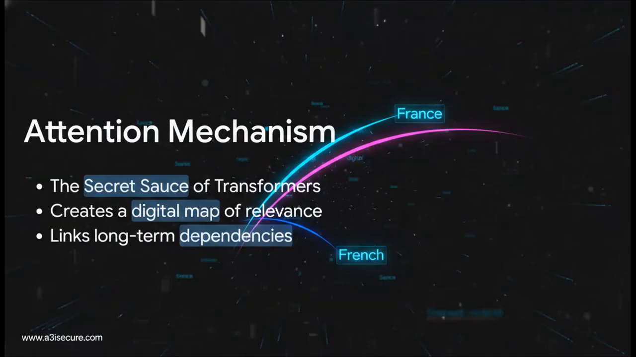And guys, this is the absolute secret sauce of modern AI. It creates this brilliant digital map of relevance, drawing connections between words no matter how far apart they are in the text. For example, say you tell the AI, I grew up in France, and then you ramble on about 20 other random things, and finally you say, I speak fluent. The attention mechanism reaches way back across that long-term dependency. It literally pays attention to the word France from your very first sentence to correctly predict and generate the word French later on. It perfectly maps the context.